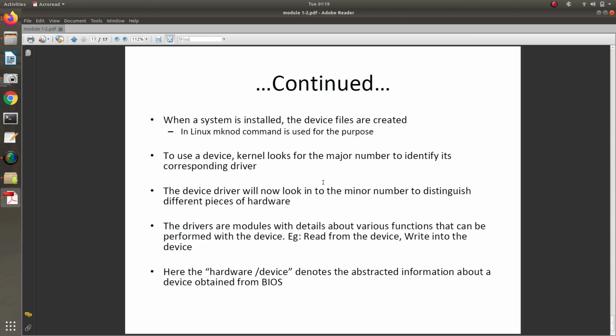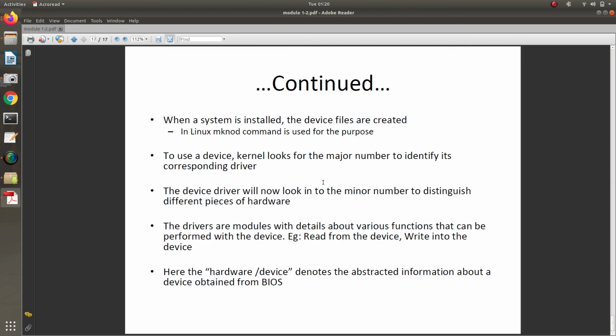Device drivers are modules with details about various functions that can be performed on the device. If it's a printer, you can give the file to the printer to print. So this is how a device driver works, and this is how, using device drivers, an operating system enables input-output access.